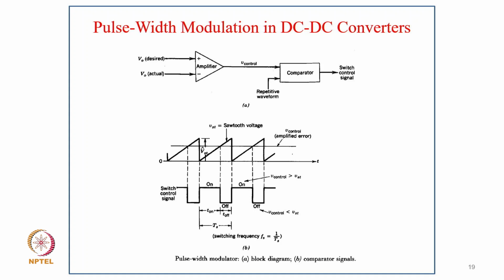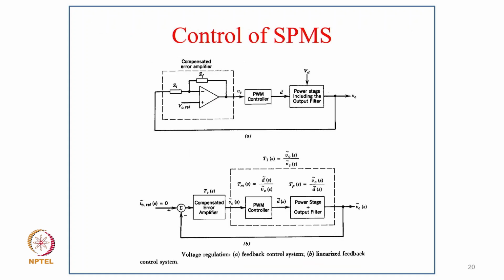the controller output is compared with the sawtooth waveform, and then the gating signal is generated. When your reference signal is more than the sawtooth, then the switch is on, and for the remaining period, when your sawtooth waveform is higher than the reference voltage, the switch is made off. So you can see clearly how the control signal at the output is generated.